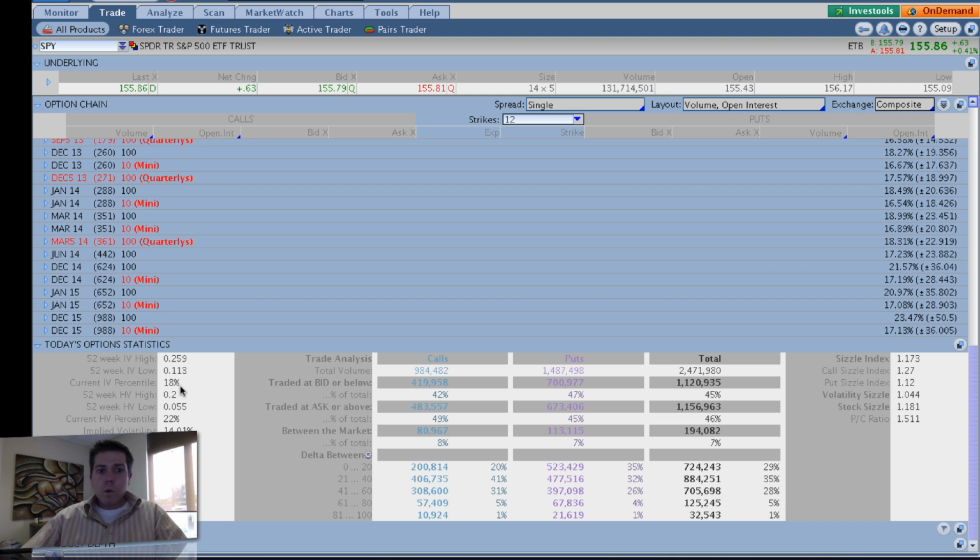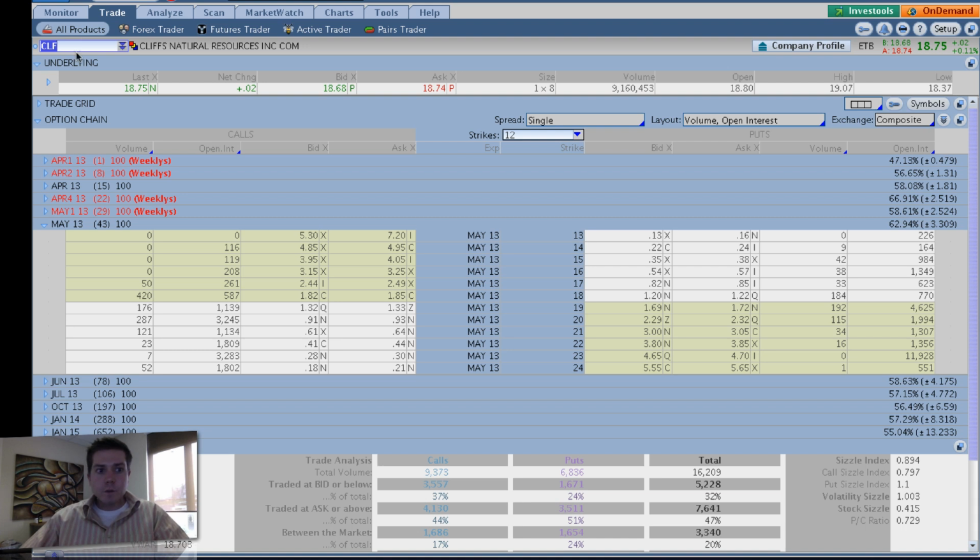So what would be a good example of a stock, an underlying that could be a good candidate of selling naked puts? Well, we recently sold and we were already covered for a profit, but it's still one that can be good from an example perspective. CLF, Cliffs Natural Resources.